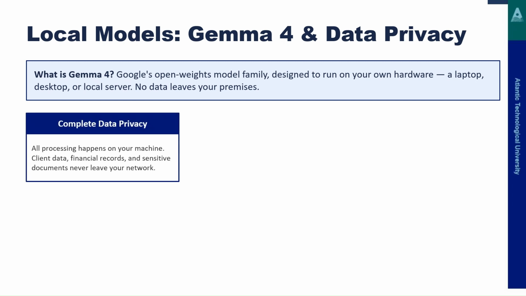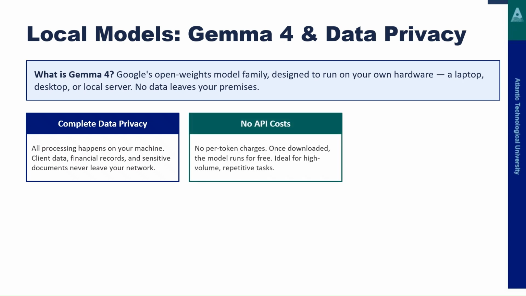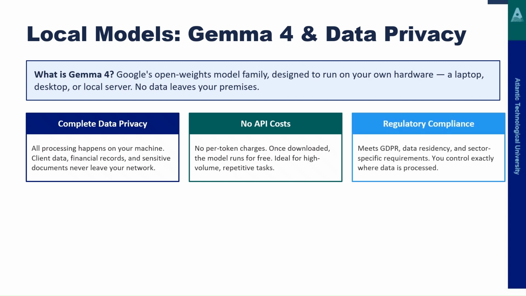So the first thing is complete data privacy. All the processing happens on your machine, so client data, financial records, any sensitive documents that you have won't even leave your machine, never mind leave your network. So you have complete data privacy. There are no per token charges, so once it's downloaded, the model runs for free. So it's ideal for high volume repetitive tasks, and the only cost is the cost of it running on your machine. So your electricity costs.